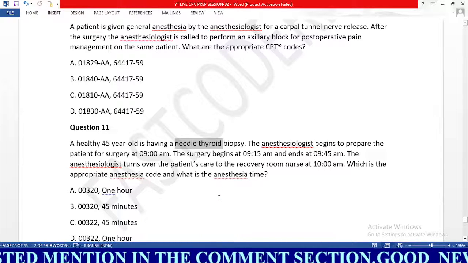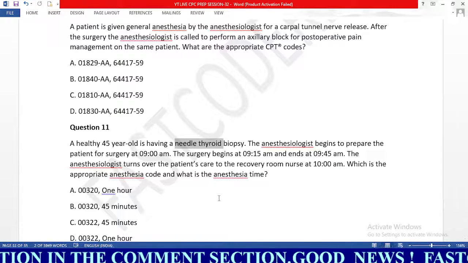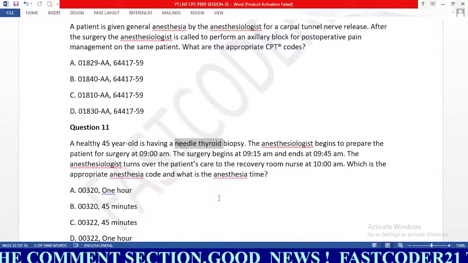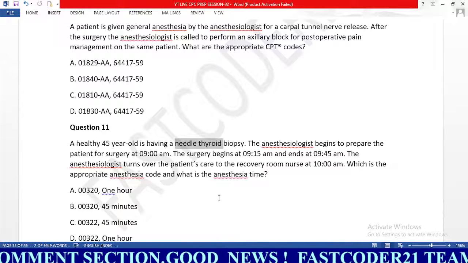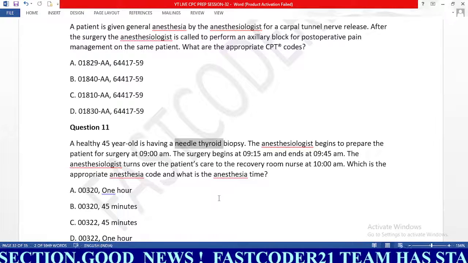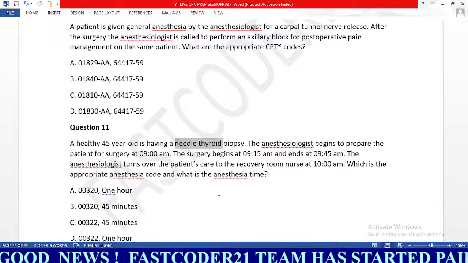So, here if we check 00320 and 00322, what is 00320? 00320 is anesthesia for all procedures on the esophagus, thyroid, larynx, trachea, and the lymphatic system of the neck, not otherwise specified, age 1 year or older. Okay, that is correct. Hello, Prashant. Good evening.